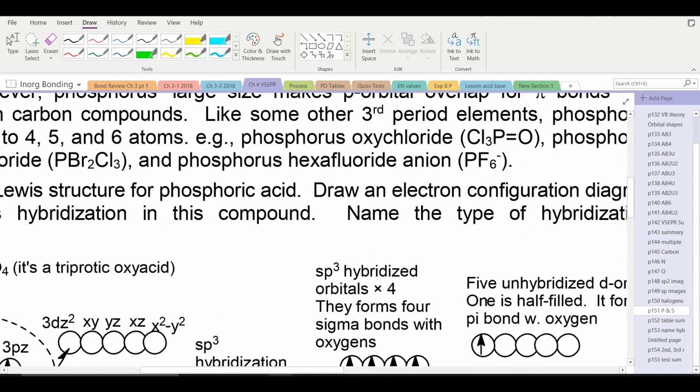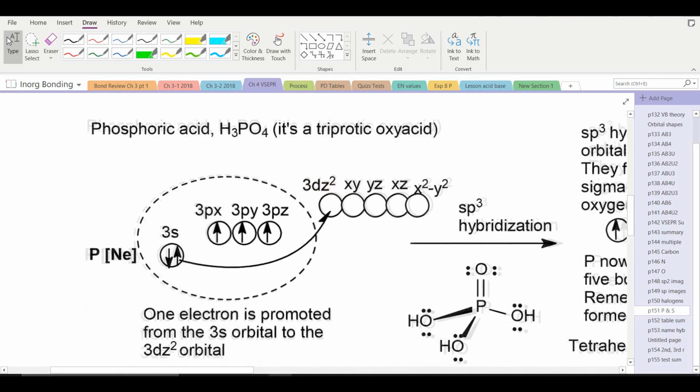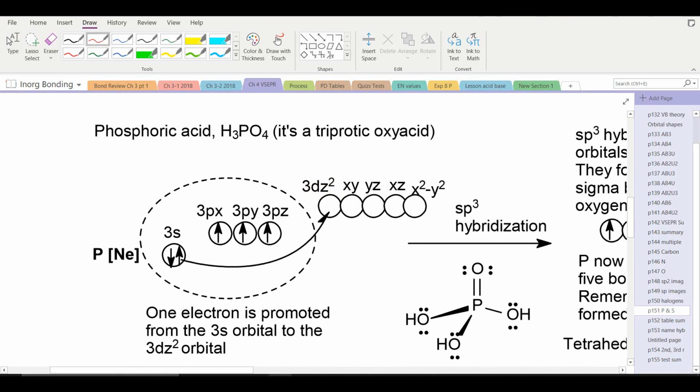This one's tricky, but I've warned you of it. So here's the electron configuration of a p5 element, s2, px1, py1, pz1. We said we needed 4 hybridized orbitals, but also we need to form a 5th bond, which is an unhybridized orbital. So phosphorus promotes 1 electron from the 3s orbital into the 3dz² orbital, giving 5 half-filled orbitals.